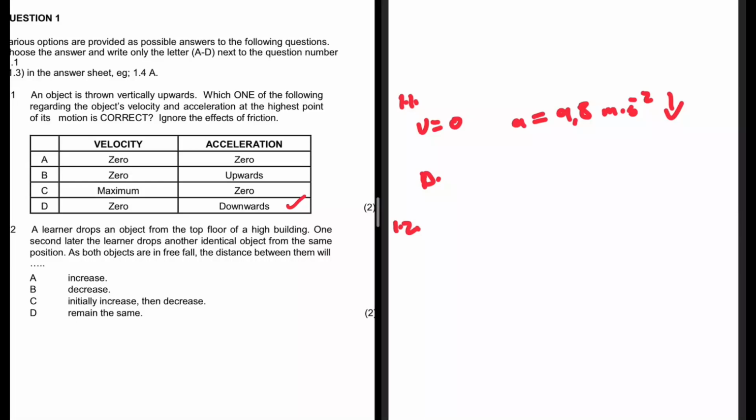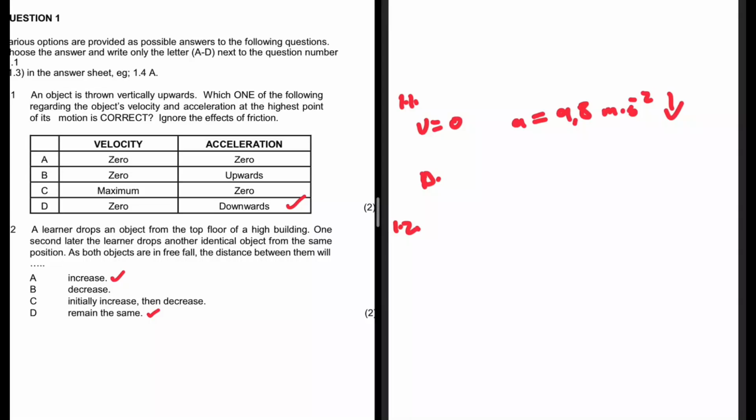So without performing a calculation, we should be thinking about increase or remains the same. There is no way the distance between the two objects will decrease when they are both in free fall. It does not make any sense, right? And even initially increase then decrease, it does not make sense. You are stuck between increase or remain the same. But which one is the correct answer here?